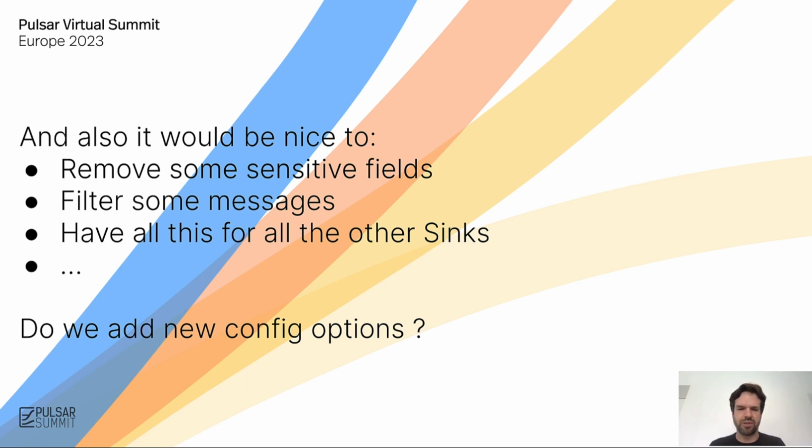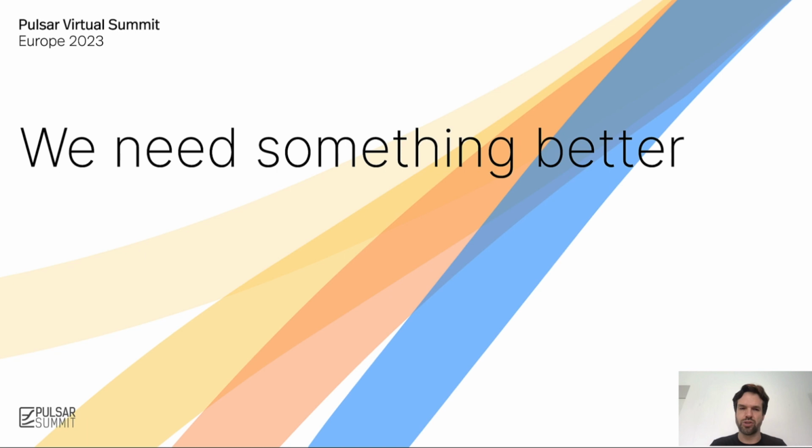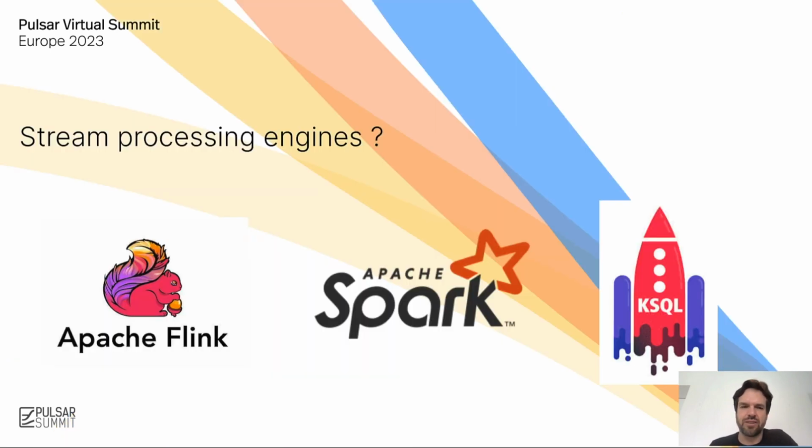So we could have continued to add new config options indefinitely and to do it for all the things, but it was going to be an n-square problem, and so this was not scalable at all, and becoming very complex with all these options. So we needed something better, and we looked at what were the possibilities with the existing technologies. And one that comes to mind is, of course, stream processing engines.